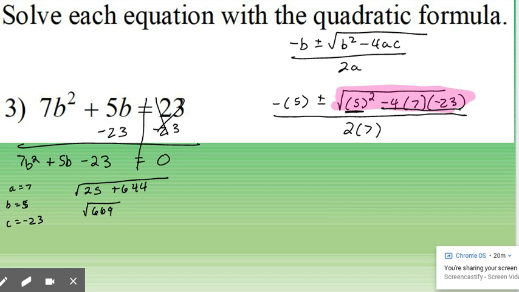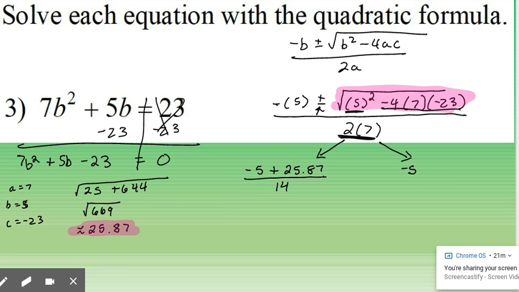Go ahead and square root that. I am going to get 2 solutions. And I'm getting 25.87 when I round. Okay. So this number is what goes in the place of the square root sign. So let's go ahead and split this up. Negative of 5 is negative 5 plus 25.87 divided by, and then 2 times 7 here is 14. The other one, I have negative 5. This time we use the minus sign, minus 25.87 divided by 14.